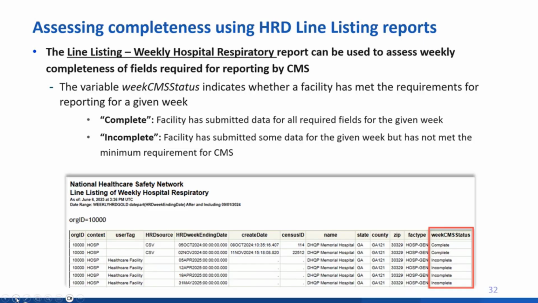Again, if you're using the daily option, you do not need to report in weekly. It automatically is getting pulled over. But just to note that the weekly information is what completeness is assessed off of, and that'll come up a couple of times in the next few slides. So again, this line listing for the weekly hospital respiratory data report is used to assess the weekly completeness of fields that are required for reporting by CMS.